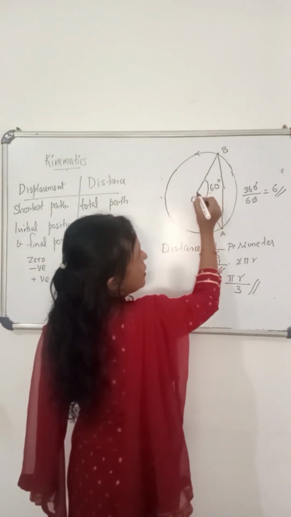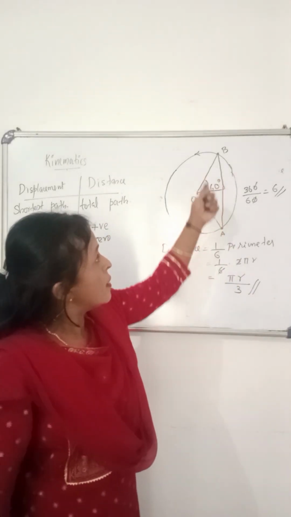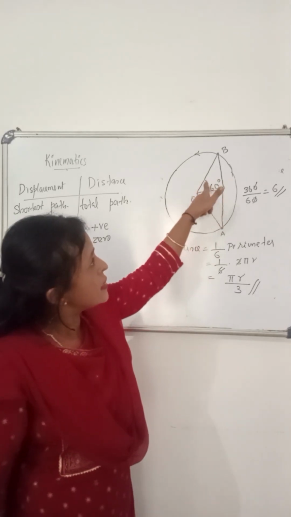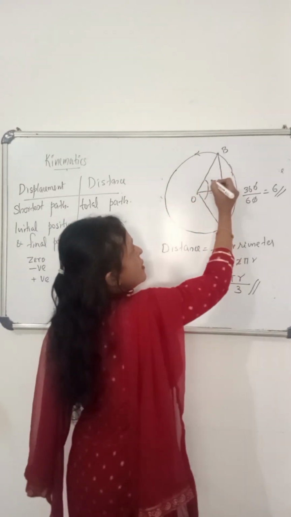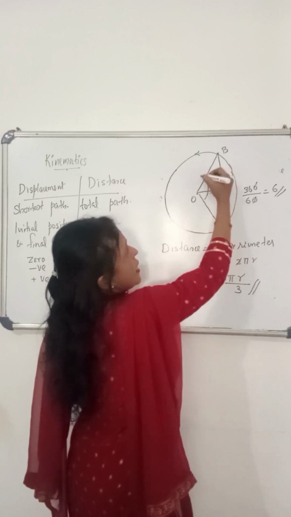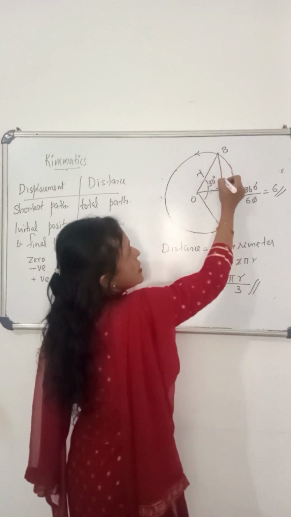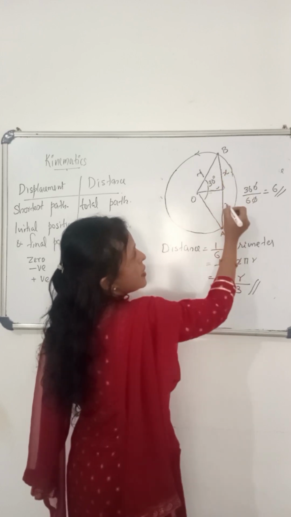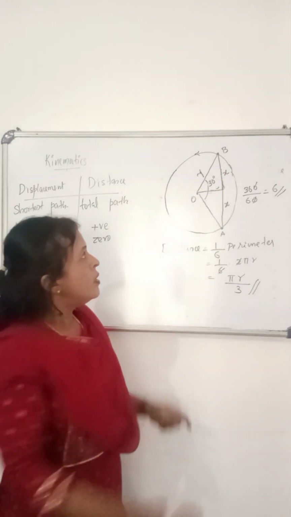So we will divide this into two equal halves. This is 30 degrees, this is 30 degrees, this is 30 degrees. This is the radius, R. R is the radius. And this much distance is x, and this also x, because we divided into two halves.